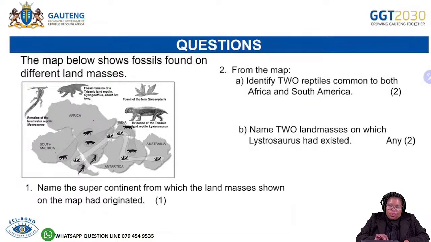So this is what? Fossil of the Lossigolans, and then, yeah, you can read all of those. So name the supercontinent from which the land masses shown on the map had originated. You look at the continents, you look at the living organisms. Basically, you will be given what is in there, then you will be reading what is in there before you can even answer those questions. So name the supercontinent. Now the supercontinent we said is Gondwanaland, remember?